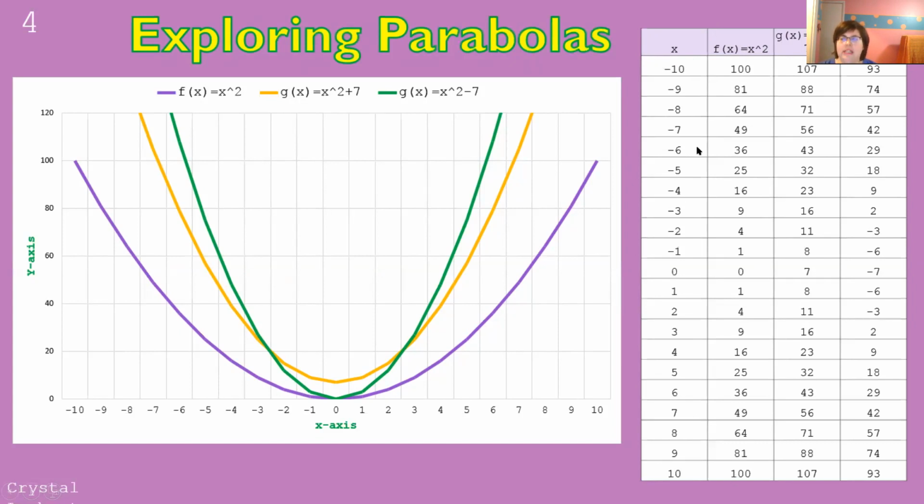And it goes on. Then in the third column, you're going to have g of x is equal to x squared plus 7. So you're going to do the same thing. Plug negative 10 into where x is, negative 10 squared plus 7. And there you go. The last column, instead of adding 7, we're taking away 7. So we complete our table. Then we graph this.